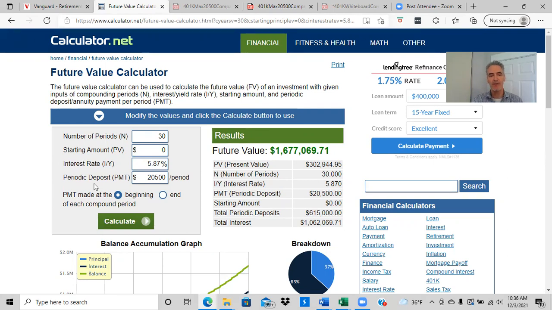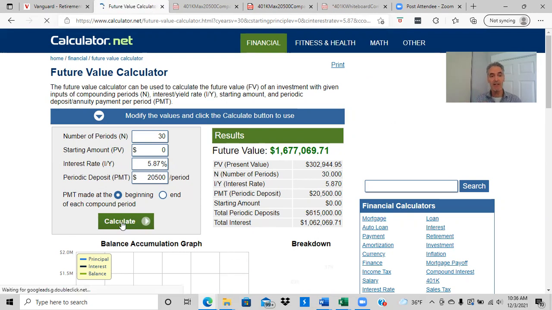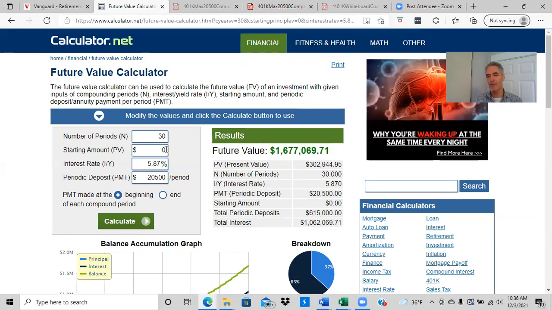So just so you see, it's going to refresh, but I'm going to hit calculation. We've already got what the future value would be in 30 years, right? So you see the period is 30. I'm not putting any additional, I'm not starting out with anything. So starting at 0, same with the policy, but you'll see. So remember this number, 1.6 plus million is what it's grown to.